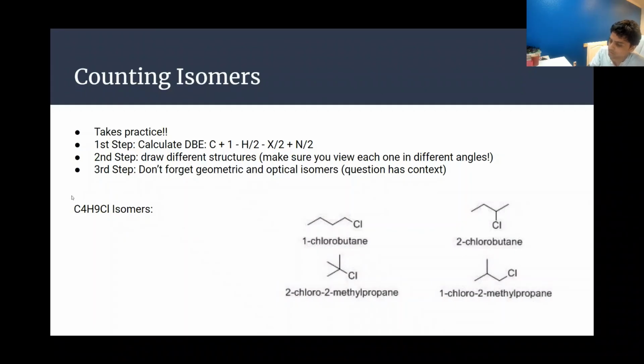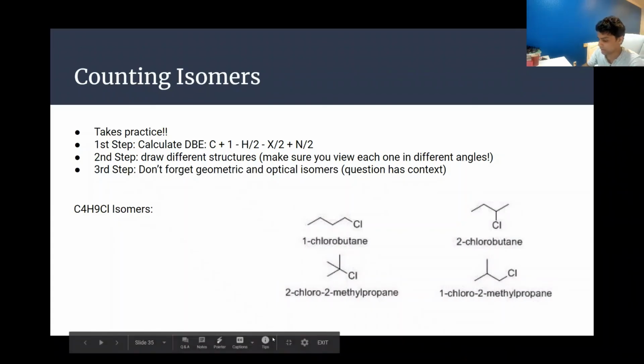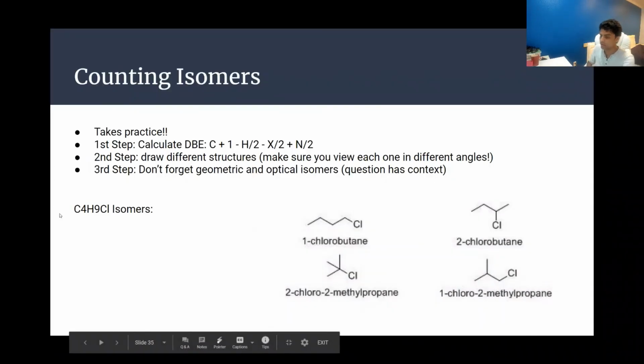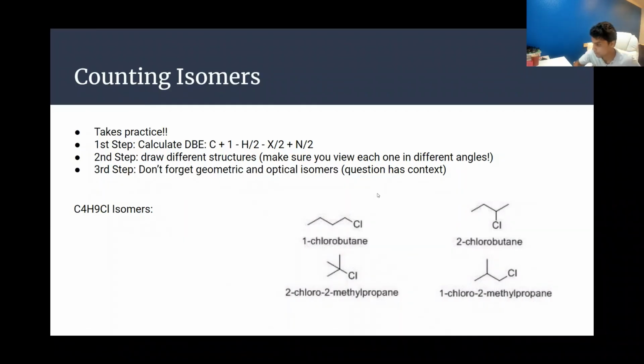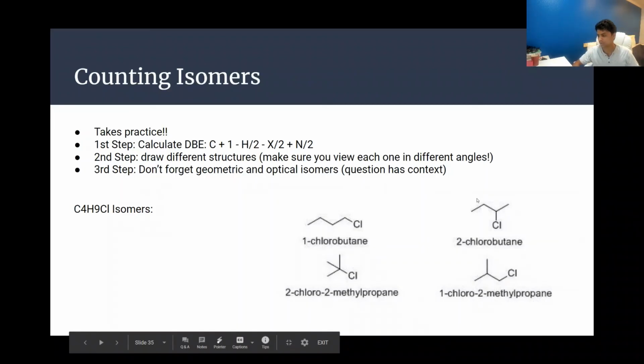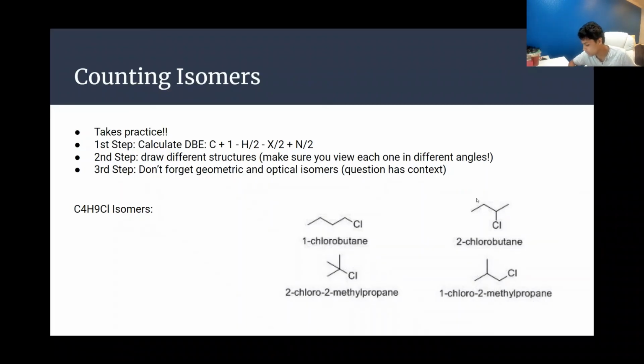So this is your C4H9Cl isomers. There's one that's branched out the most. One is 1-chlorobutane, one has chlorine on a middle carbon, and so on. So it takes a lot of practice to do this. I say you should look up some problems online and practice, because it'll really help you. I can't really teach you in one slide.